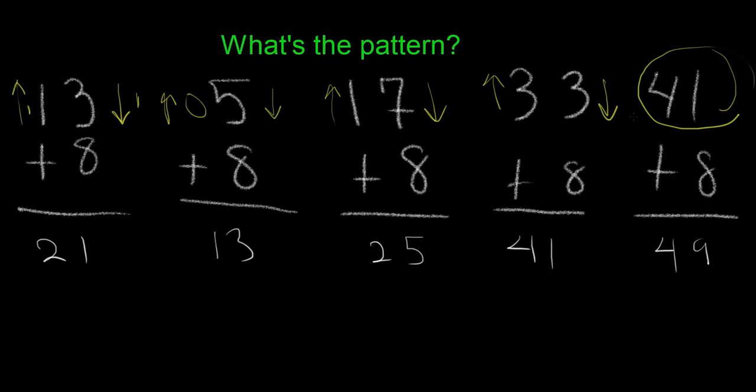But wait a minute here. This number doesn't go up by 1. But when the pattern doesn't work, we can see the number is even simpler because we're just adding the last 2 digits. 1 and 8 is 9, and the 4 doesn't change. So I think that's pretty obvious that 41 plus 8 is 49.